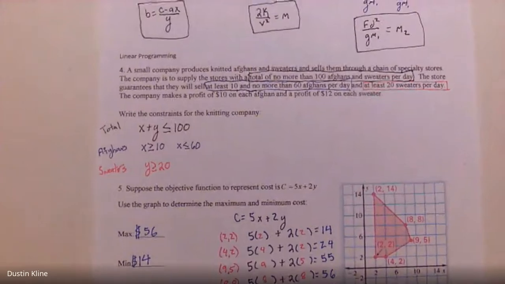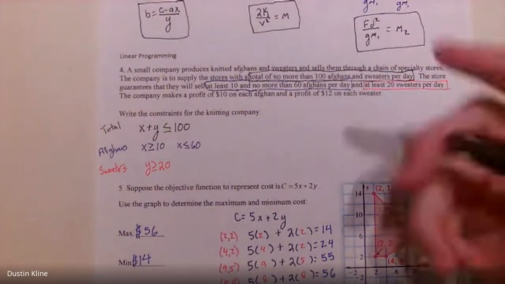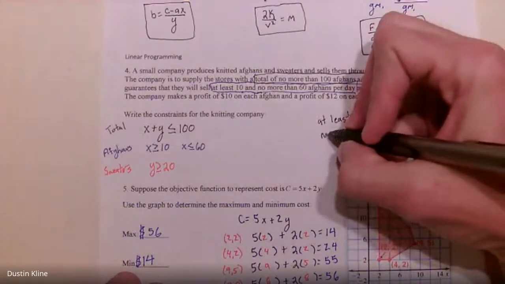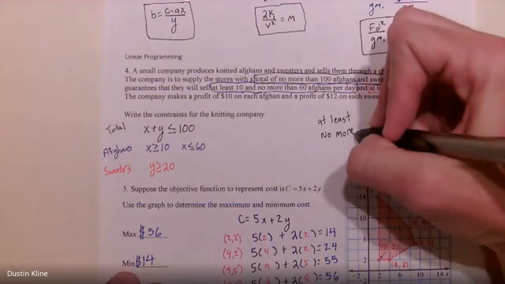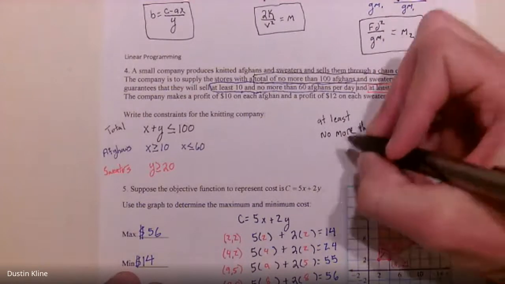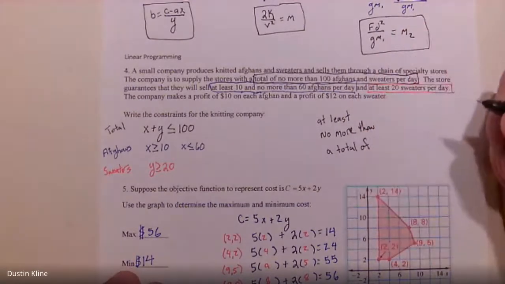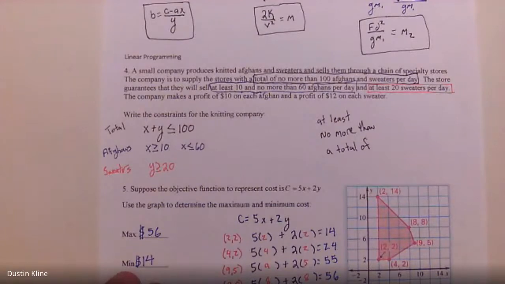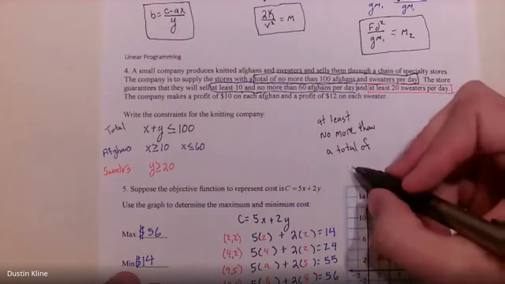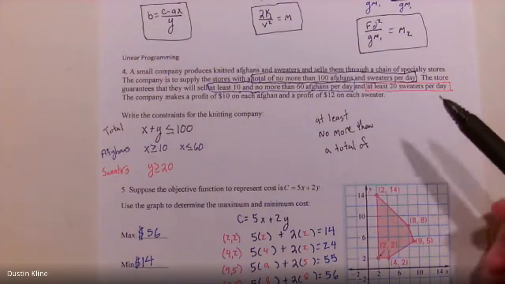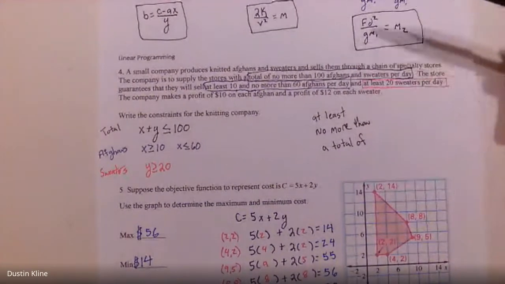Right? And so when we talk about constraints, we're looking for words like at least, no more than, a total of. Anything that tells you you have to do something or you're not allowed to do something. The company makes a profit of $10 on each Afghan and a profit of $12 on each sweater. And all we're asked to do here is to write the constraints. Well, let's go back in and say, okay, where were those boundaries or those restricting phrases?